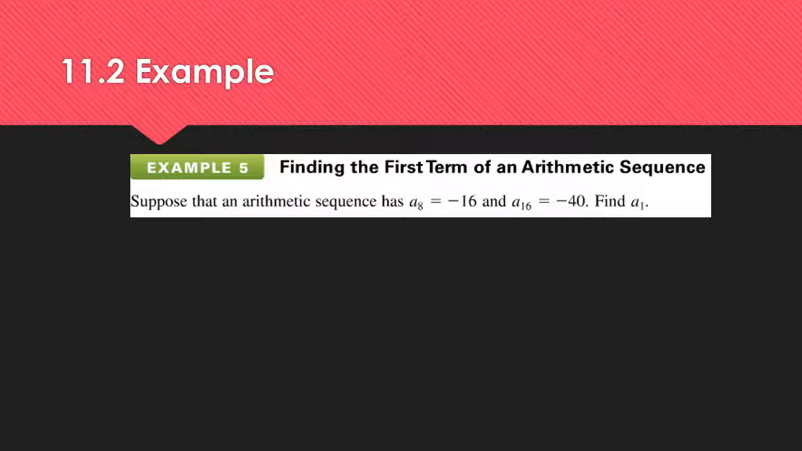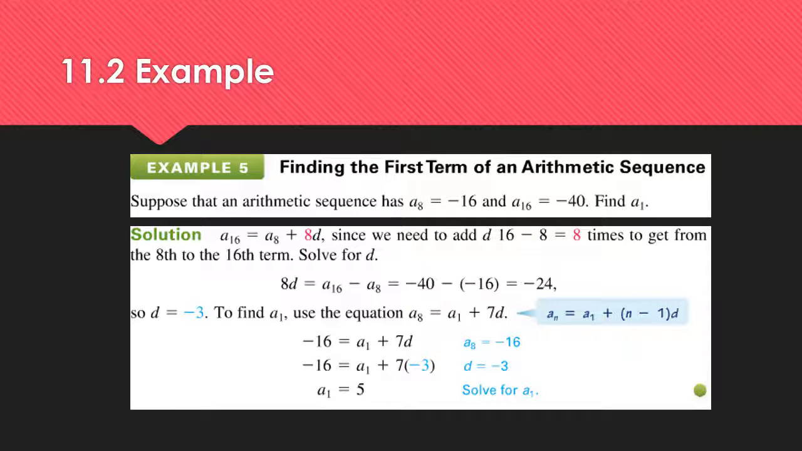Here's another example. This time you know the 8th and the 16th term, and you need to find the first. So think about it, pause the recording, give it a try, and resume to check your answer. Okay, to get from the 8th term to the 16th, you will have had to add the common difference 8 times. So you're adding 8d. We know the 16th and the 8th term, so we'll put in those values and solve for d. And when we solve for d, we get that d is -3.